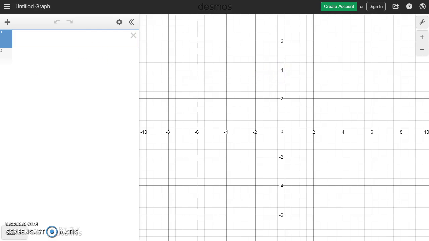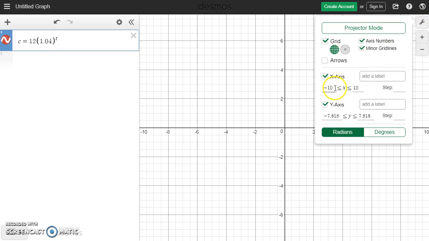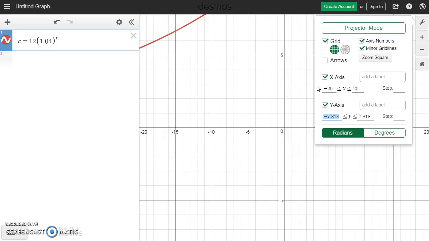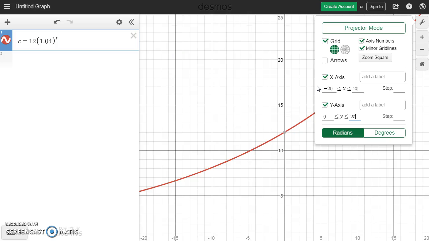So opening up a blank canvas in Desmos, we can go ahead and input this given function. Using the caret key or Shift+6, we can get that exponent and then enter in our independent variable of t. We're not seeing anything until we adjust our viewing window, which in this case will want to be from -20 to 20, and 0 to 25.